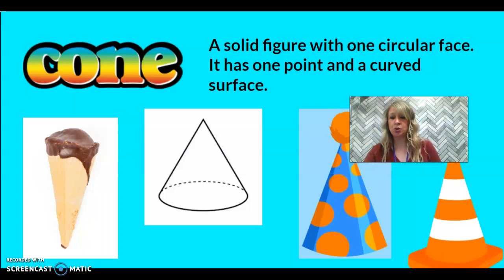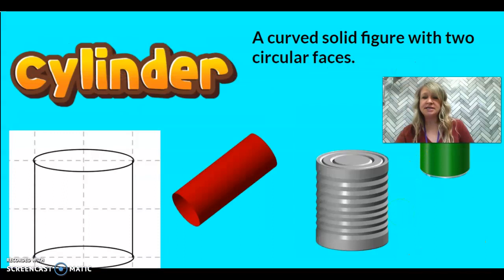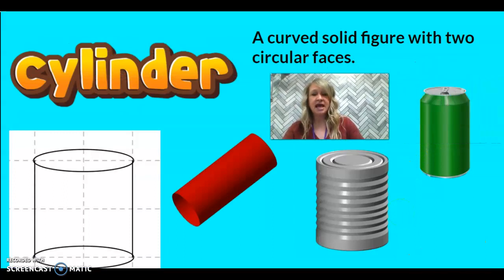Cone. Say cone. A cone is a solid figure with 1 circular face. It has 1 point and a curved surface. Cylinder. Say cylinder. A cylinder, this is a cylinder, is a curved solid figure with 2 circular faces.